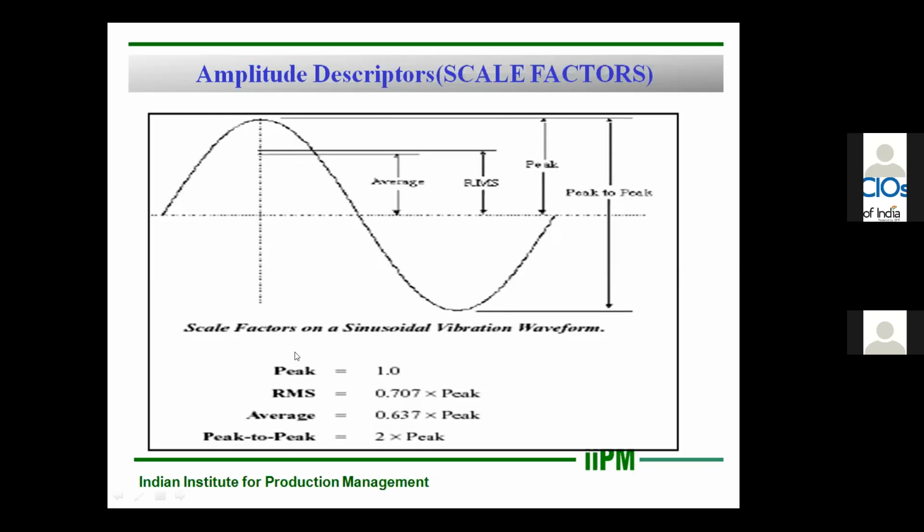For velocity, we normally use RMS as the preferred scale, because RMS is the total energy contained in the wave. And for displacement, as I told, it is how much it goes from its rest position, whether it is going up or going down. So what is the total displacement?